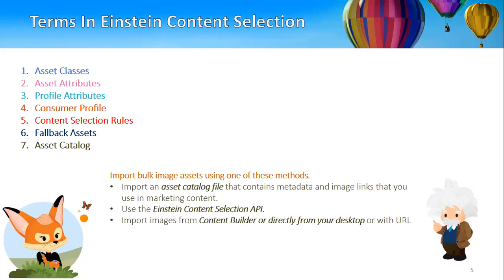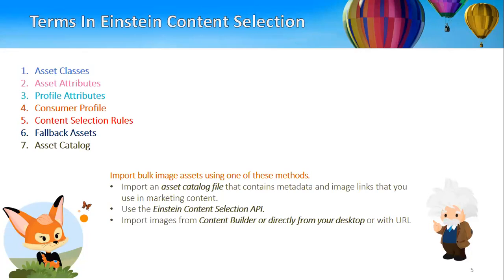So next is consumer profile. Profile attributes are added to Einstein content selection by syncing a data extension that has customer information. If you already have a customer information table, like a data extension, in which you already have these hobby details, interest details, or country, language, all these things, you can also use that data extension to map it with profile attributes and asset attributes.